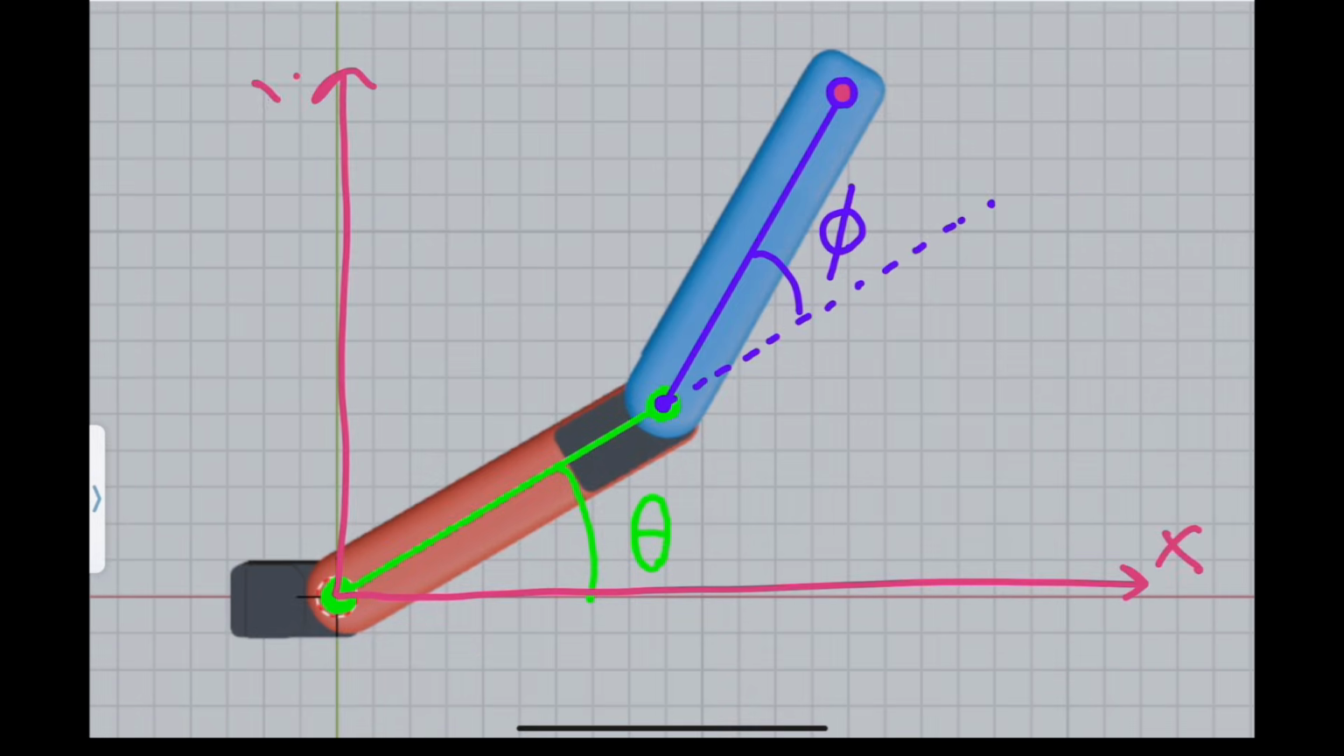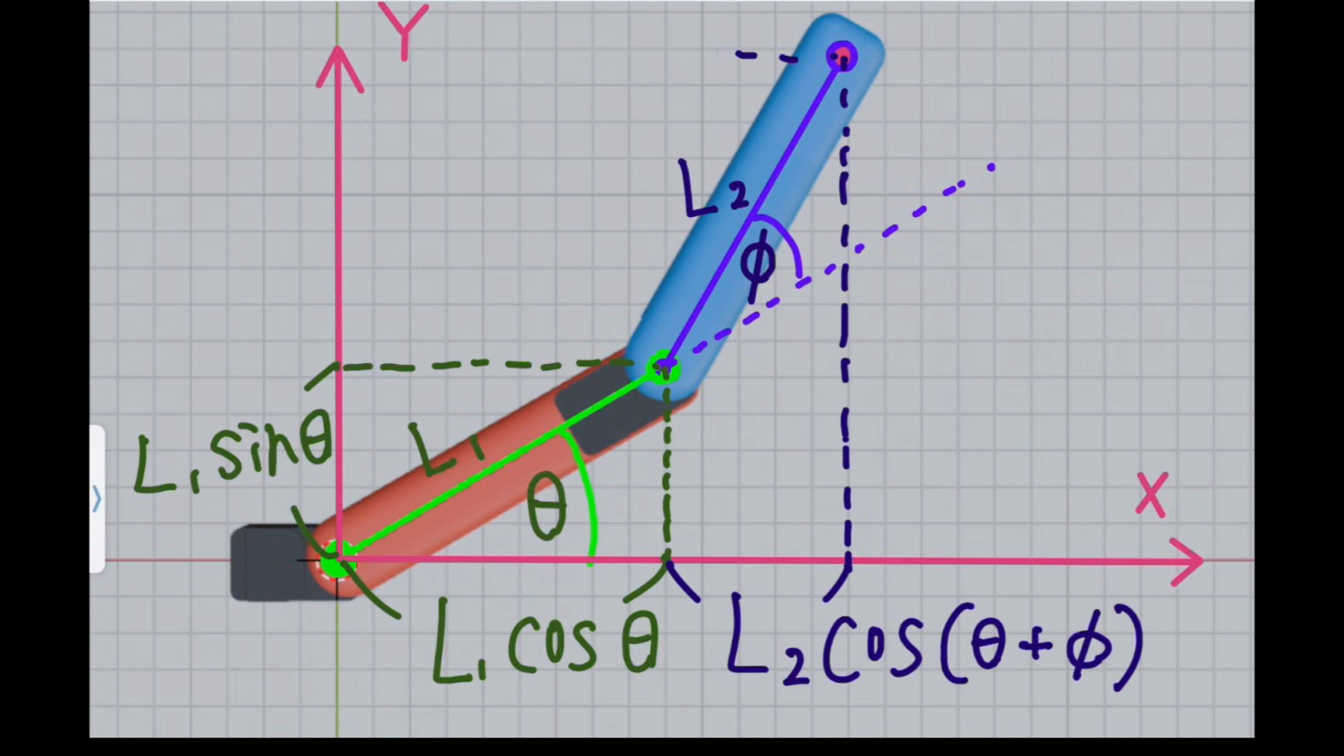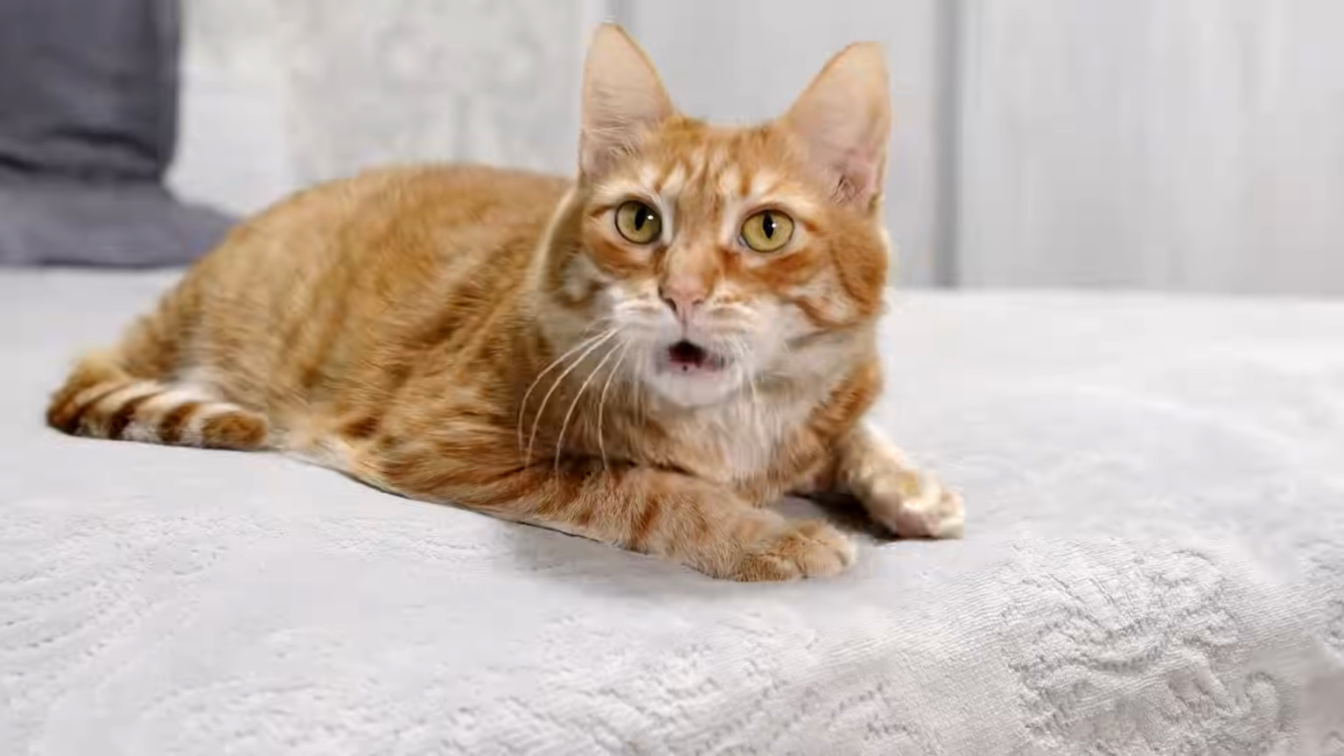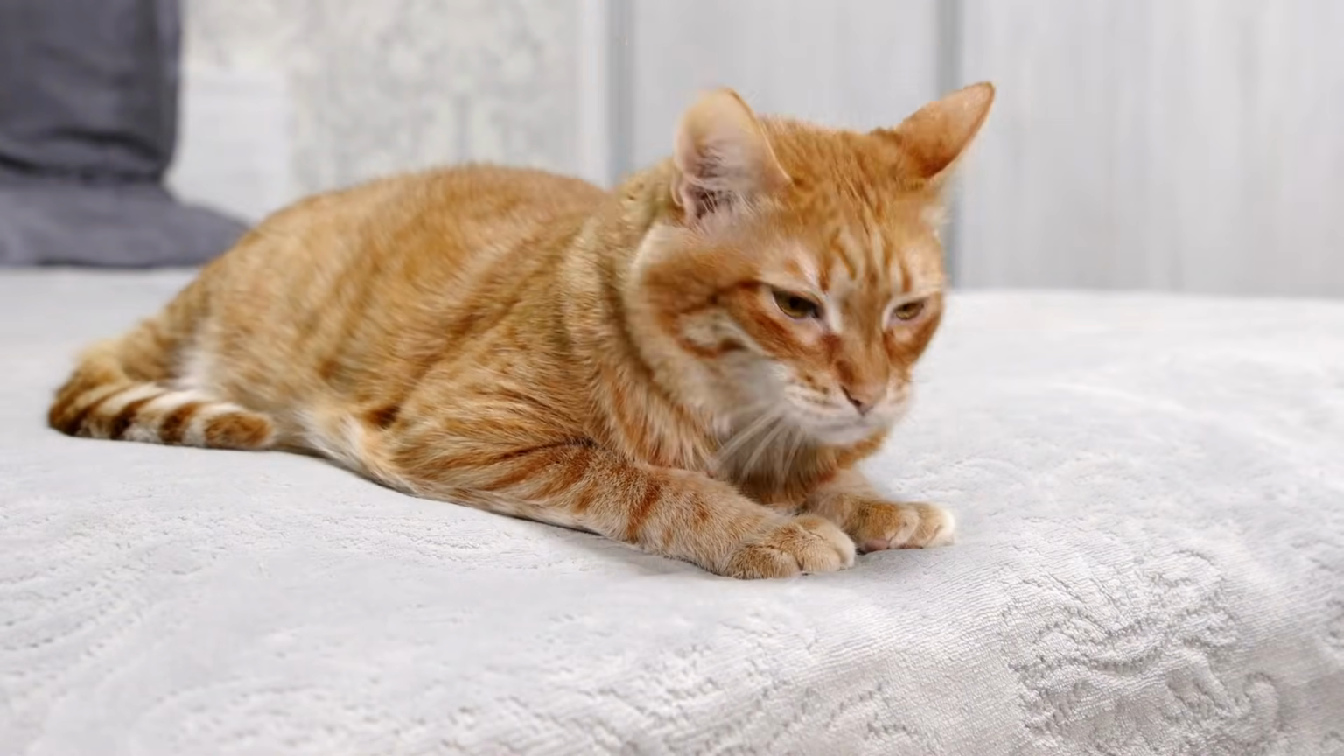Now, what are the coordinates of the robot arm's endpoint in this case? Using trigonometric functions, we can express it like this. With this equation, we can determine the robot's posture when the motors are rotated to arbitrary angles. This is known as forward kinematics. However, forward kinematics is not very helpful for controlling a robot.